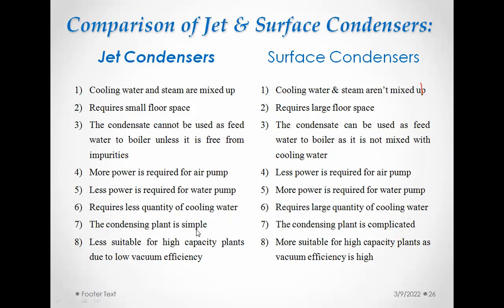The condensing plant is simple. In this case, the condensing plant is complicated. Number of parts are there in the surface condenser. That is why it is complicated.